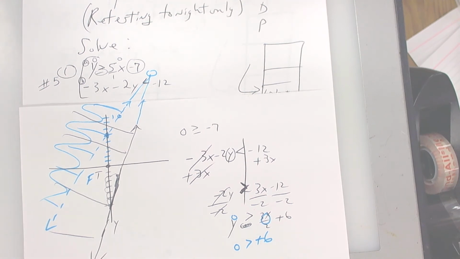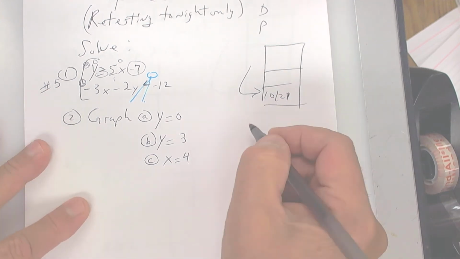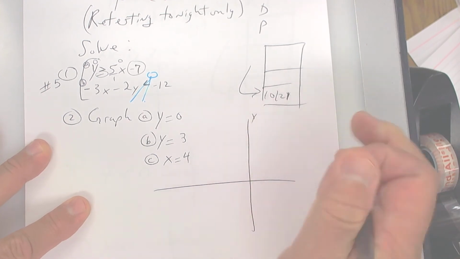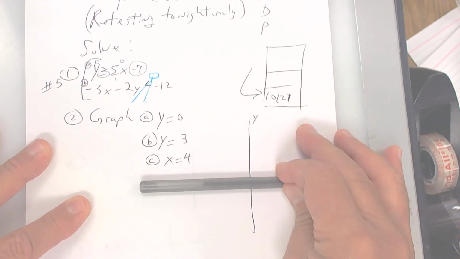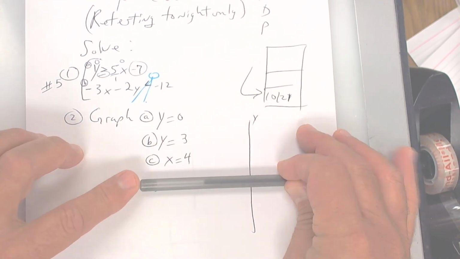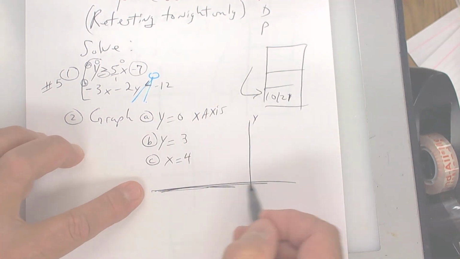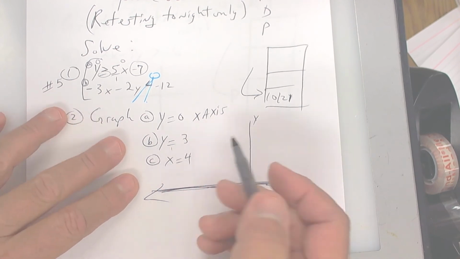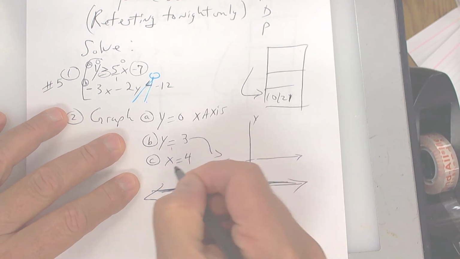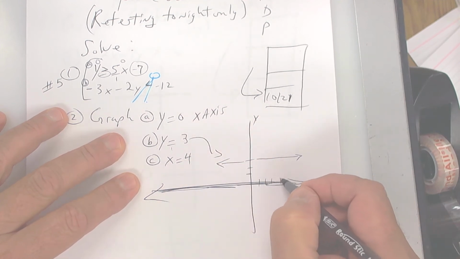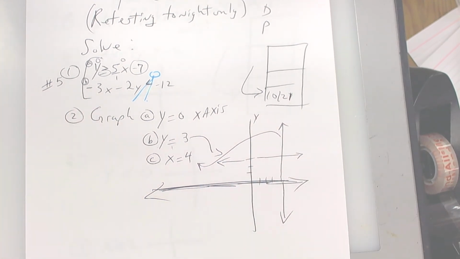On today's work, you're going to go ahead and work. And actually, we got a few more to do. So let's graph these. Y equals 0. This is your y. So y equals 5, 4, 3, 2, 1, 0. Y equals 0 is the x-axis. Y equals 3, 1, 2, 3. That would be y equals 3. X equals 4, 1, 2, 3, 4. That would be x equals 4. Make sure you understand those special cases.